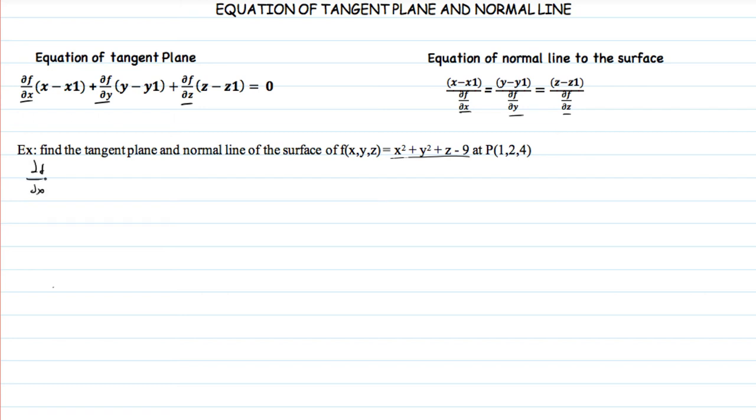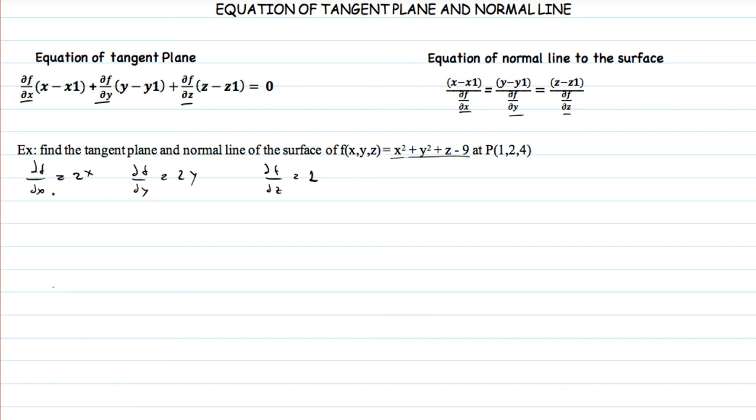The partial derivative with respect to x: in this case, you're just going to use the power rule. If you don't know what the power rule is, you can go to the playlist we have about derivatives, where you'll see the rules of differentiation, which explain all the rules you come across when solving problems involving derivatives. So the exponent comes down and we have 2x. For y, we have 2y, and for z, we have 1. The derivative of z here is 1.